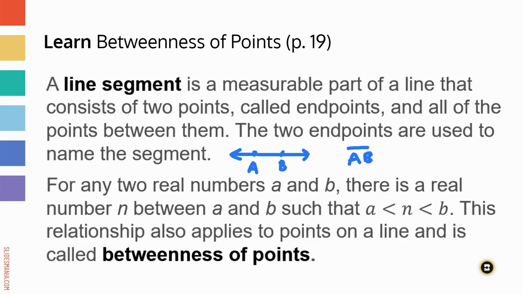For any 2 real numbers A and B, there is a real number n between A and B such that A is less than n and n is less than B. This relationship also applies to points on a line and is called betweenness of points. So this is just basically saying if I have 2 points on a line, there is a point in between them.